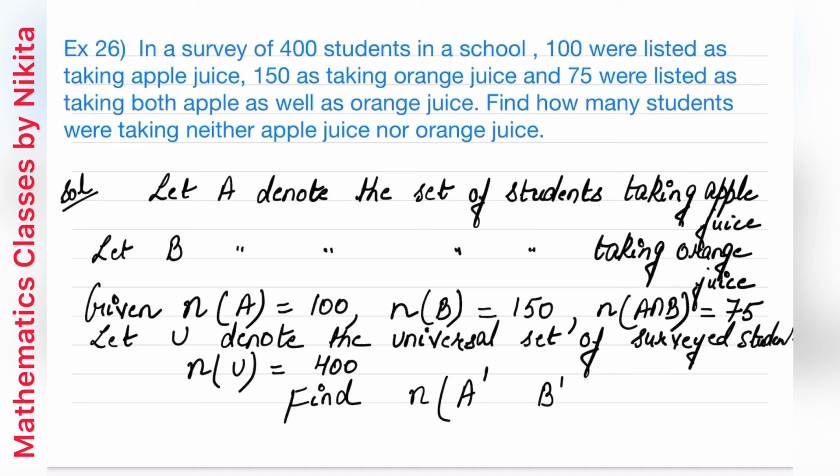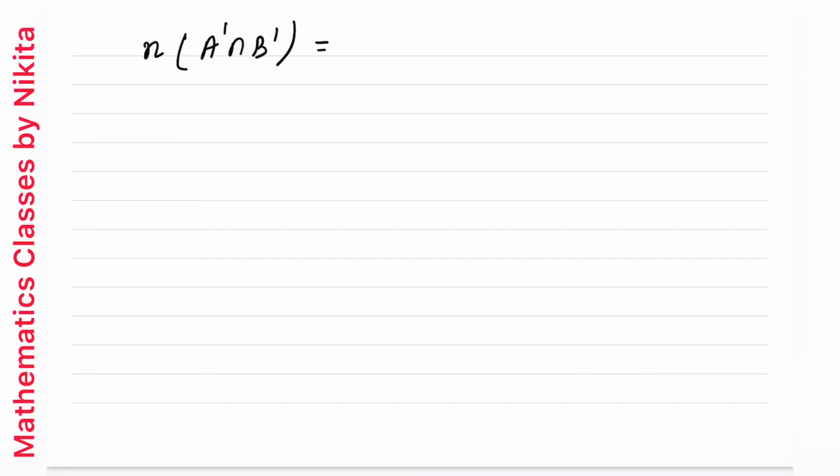अब बीच में क्या आएगा? Intersection या union. See, nor means or का complement, and or का complement is and. So therefore you have to find n of A complement intersection B complement, and we know that n of A complement intersection B complement is same as n of A union B whole complement by De Morgan's law, because these two sets are same. A complement intersection B complement is equal to A union B whole complement.